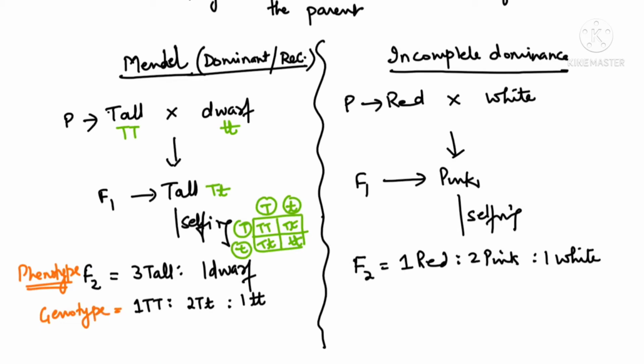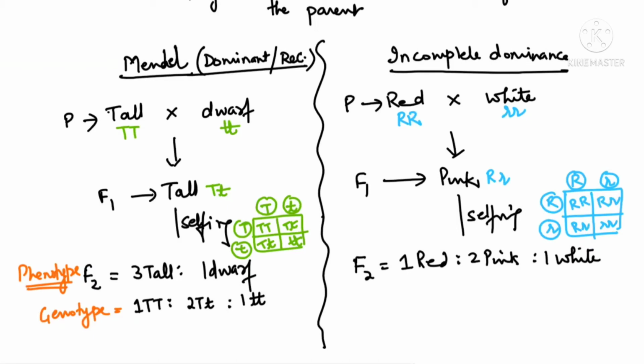Same, let us do with incomplete dominance, that flower color. This is the symbol for red and this is the symbol for white that we are using. The pink is heterozygous. Now when selfing, obviously we have to make the Punnett square. Clear, beta? So we are making the gametes here, male gamete and then female gamete on this side. This is red. This is pink. This is pink and this is white.